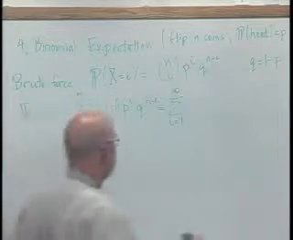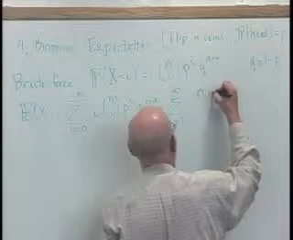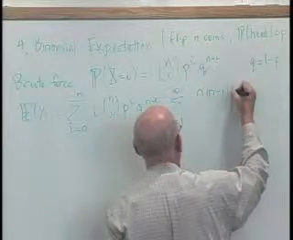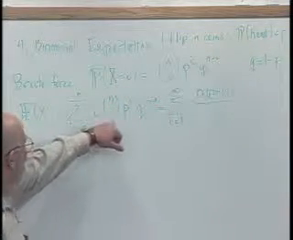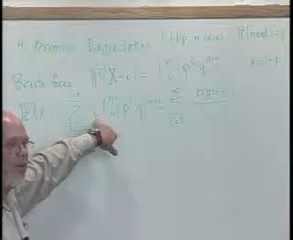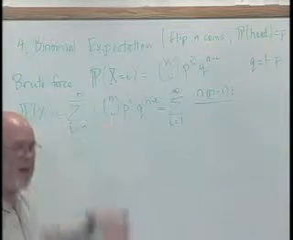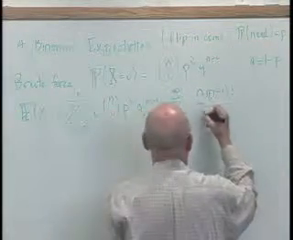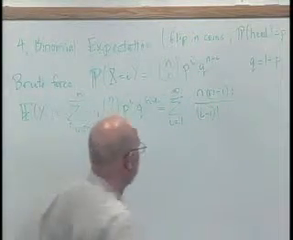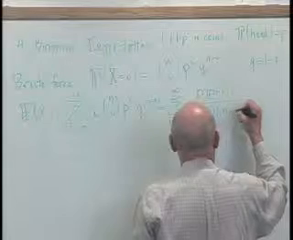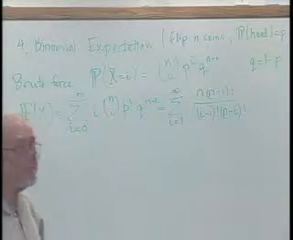Now let's write out the binomial coefficient. We've got an n factorial, which is n times n minus 1 factorial. I have an i factorial in the denominator, but this i in the numerator knocks it down to i minus 1 factorial. And then I've got n minus i factorial. Everyone with me so far?